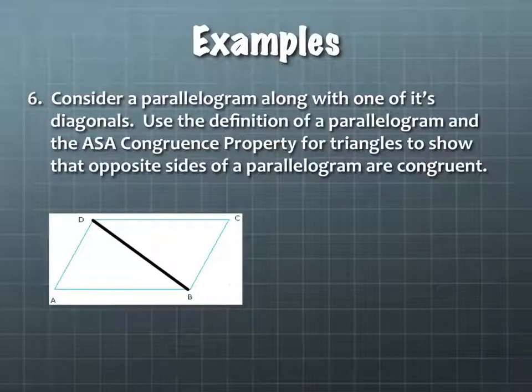It says to use the definition of a parallelogram and the angle-side-angle, ASA, congruence property for triangles to show that the opposite sides of a parallelogram are congruent. All right, so let's start with, what do you remember, or what can we look for if we're not remembering? What is my definition of a parallelogram?